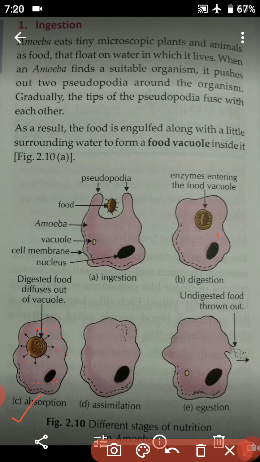So now absorption is shown like this, like the arrow. Okay, like this. I hope you can see this. So in this way the digested food is absorbed in the cytoplasm.